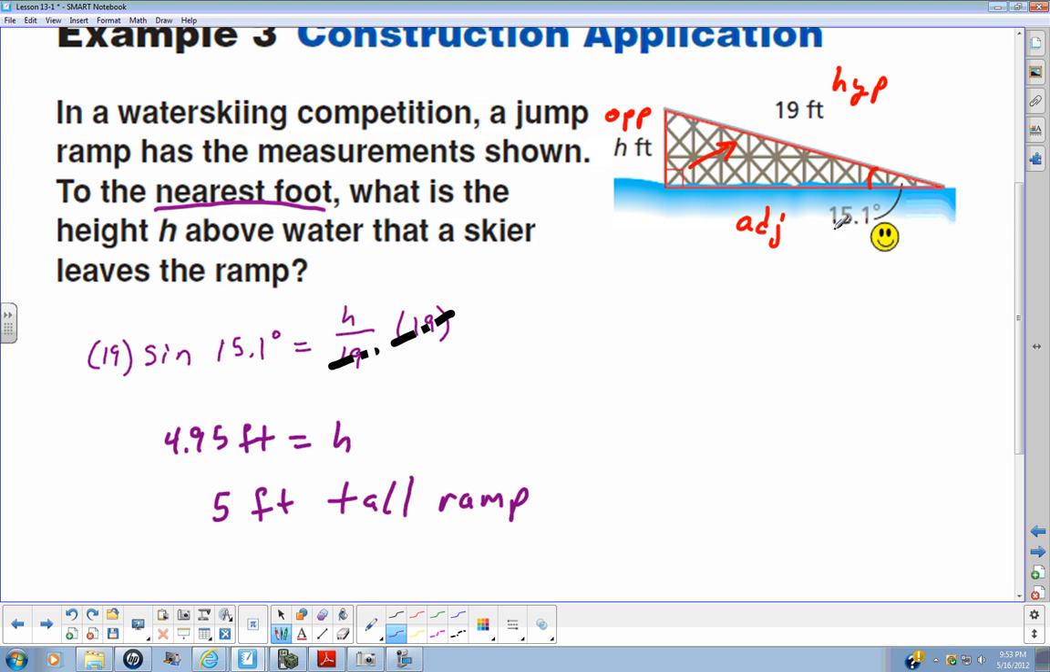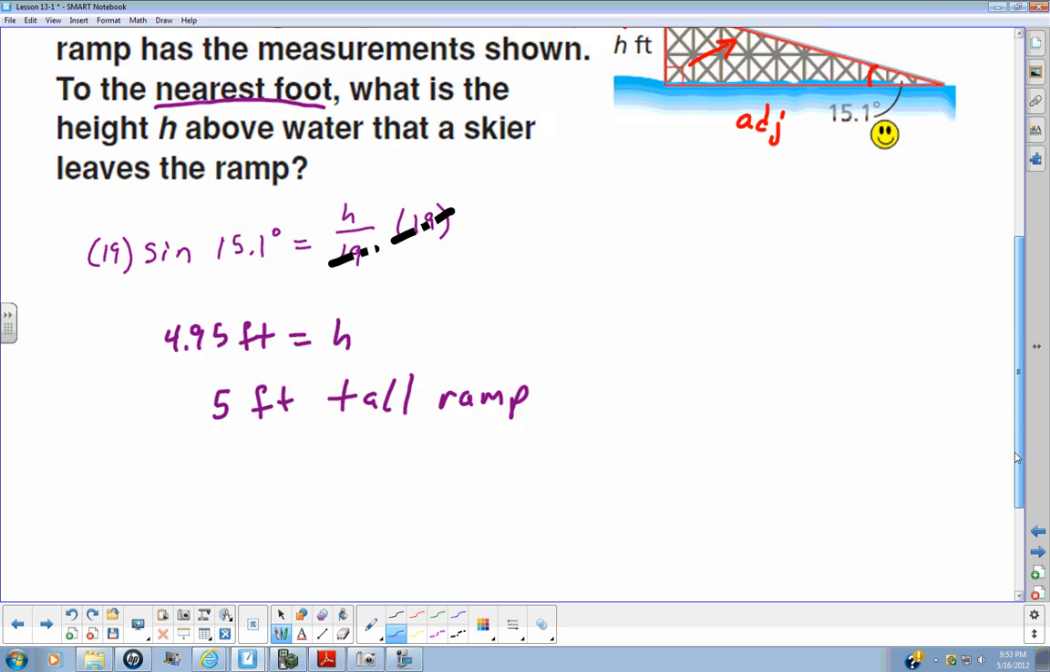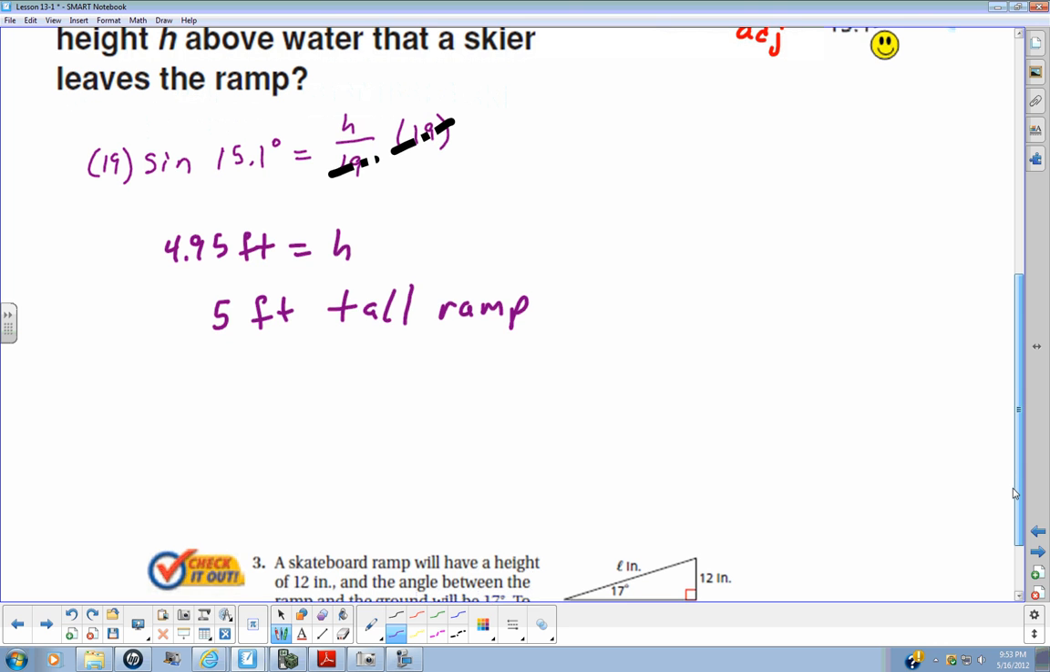Okay. So in our application problems, just like the last one we did, we take our right triangle, figure out what parts of it we know. So we know an angle, and here once again we know the opposite and the hypotenuse. So we use the sine function to solve that one and to get our answer.